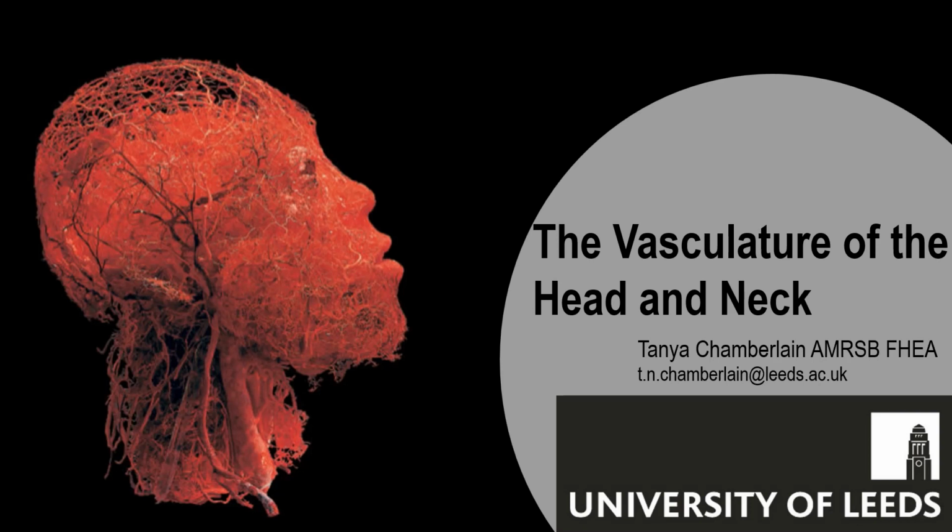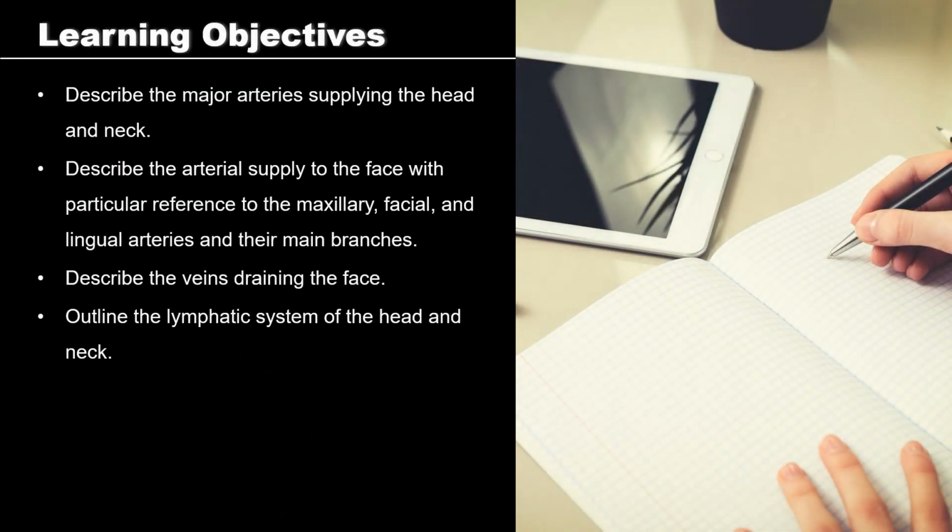So let's have a look at the learning objectives we will cover in this video, and use these as a checklist for your learning to ensure your engagement with the material. We are going to be looking at the arteries supplying the head and neck with reference to three main branches and their subsidiaries: the maxillary, facial and lingual arteries. We will also have a look at the corresponding veins, and finally the lymphatics of the face and neck. So let's crack on and look at the arteries.